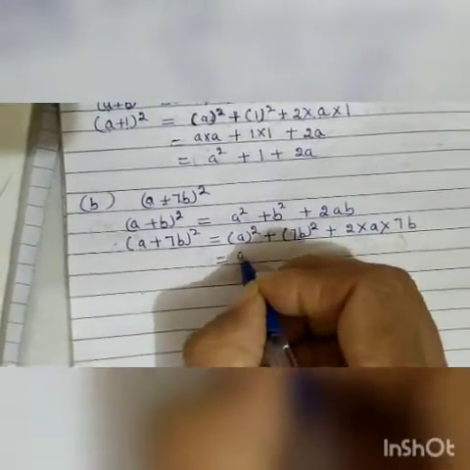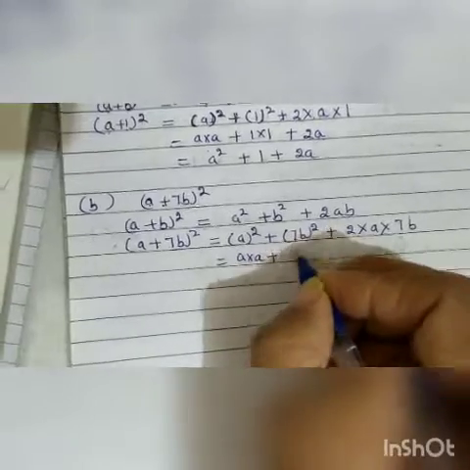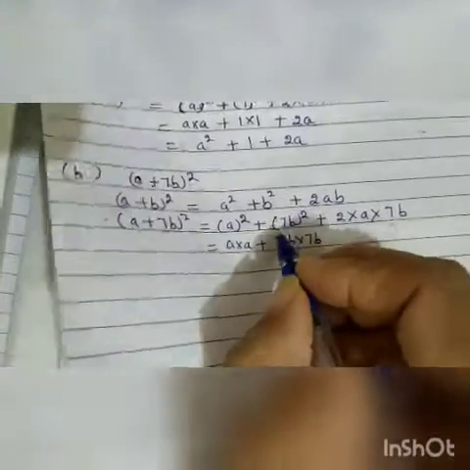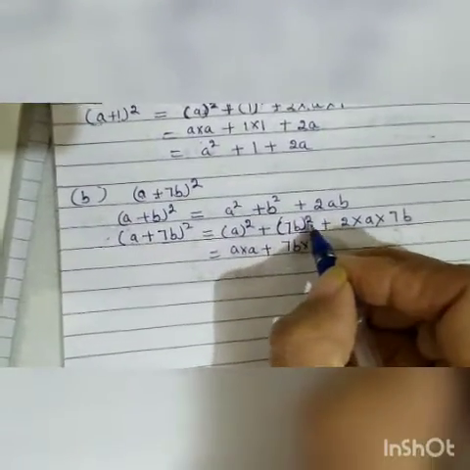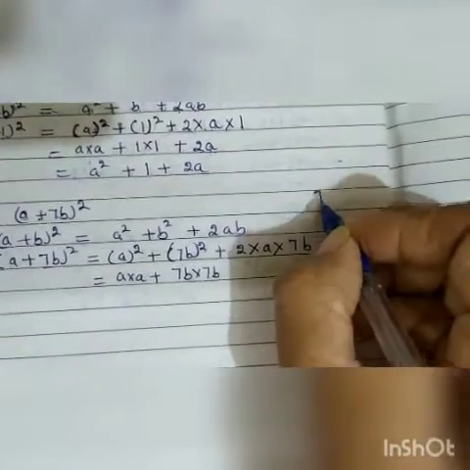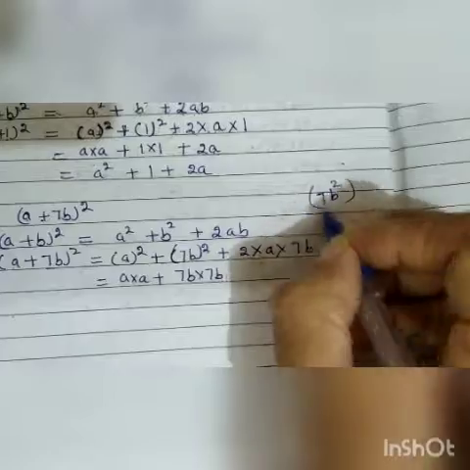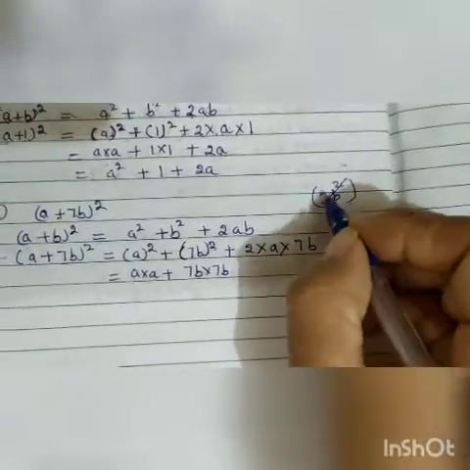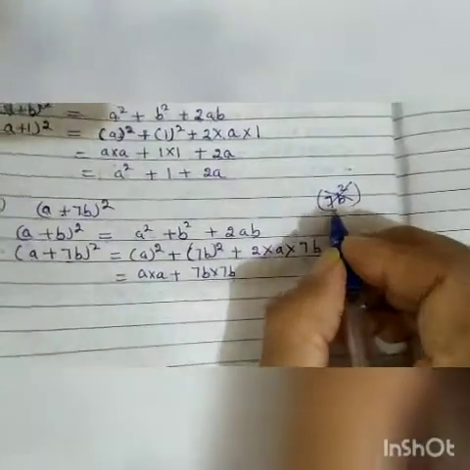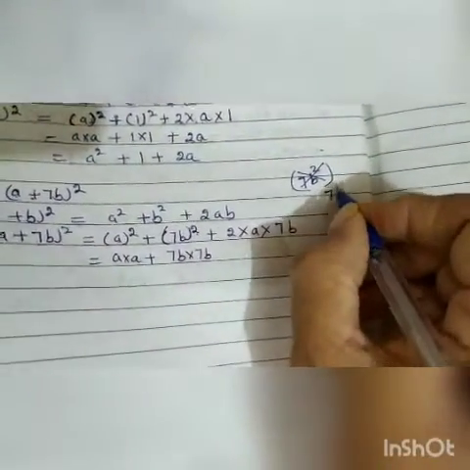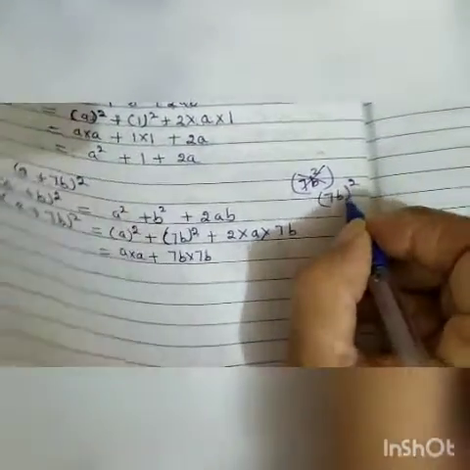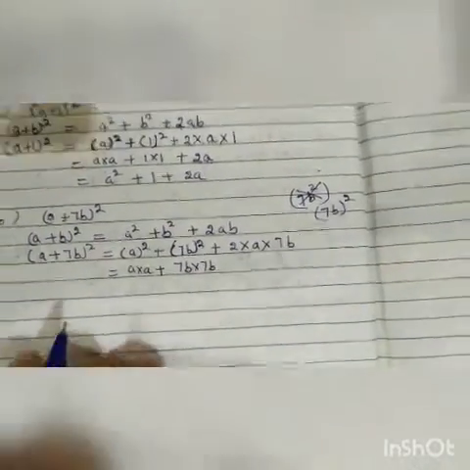Now a square means again a into a, plus 7b whole square means 7b into 7b. Students, be careful when you write this 7b whole square. Some students write wrongly. They write like this, 7b square, then they close the bracket. Students, it is 100% wrong. You will lose your marks if you write like this. It is 7b whole square. First you will write 7b within bracket, bracket close, then square. This square is out of the bracket, not within the bracket.